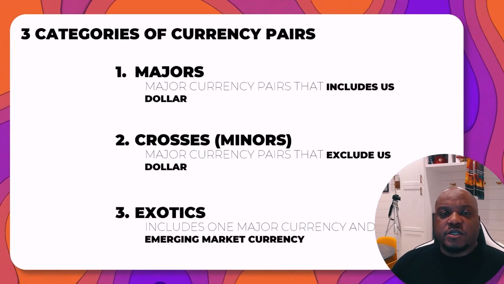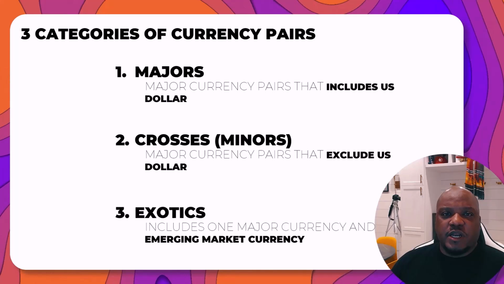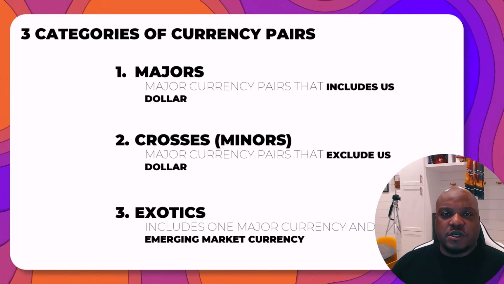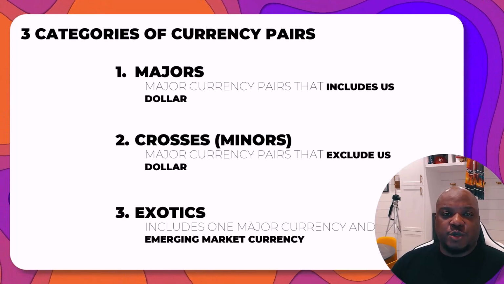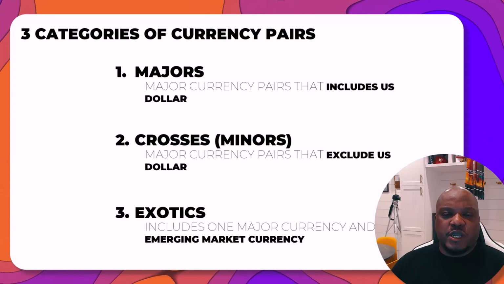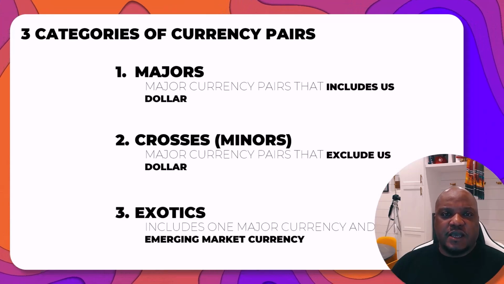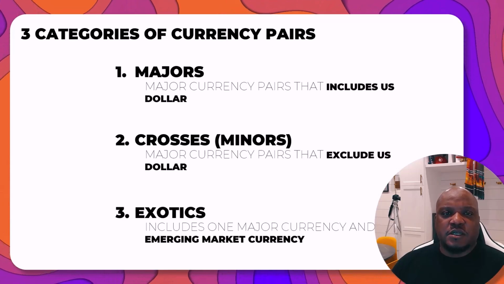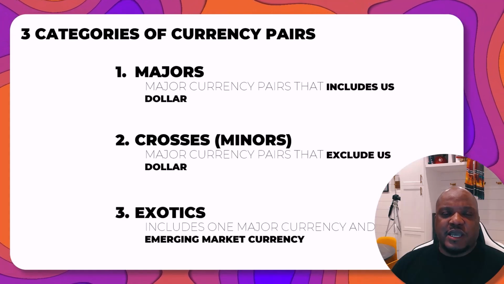Now the majors have a lot of liquidity. A lot of investors are trading major pairs. We're also trading minor pairs. And then you also have individuals trading exotics, but it's not as liquid as the majors and the minors.